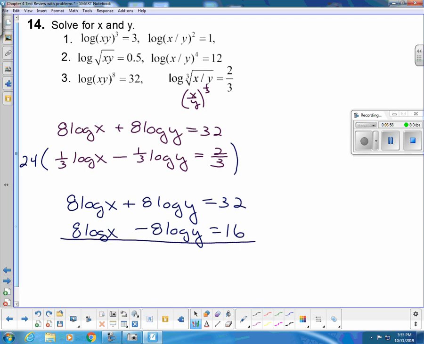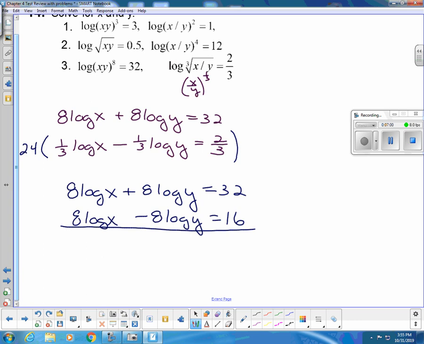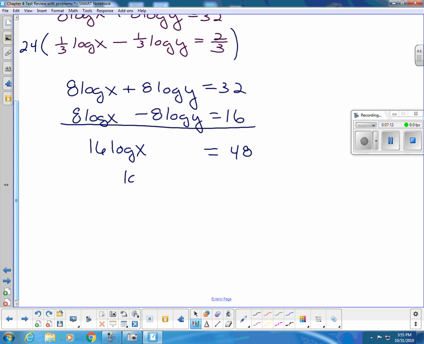When we add these together, you get 16 log of x. The y's cancel, and you get 48 on this side. So when you divide, you get the log of x equals 3. And now you can write it exponentially: 10 to the 3rd equals x. Right?